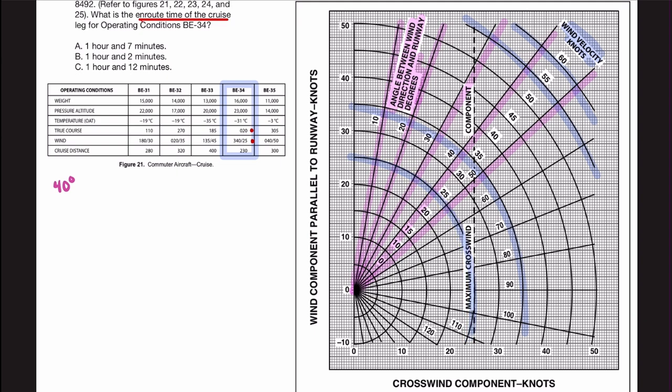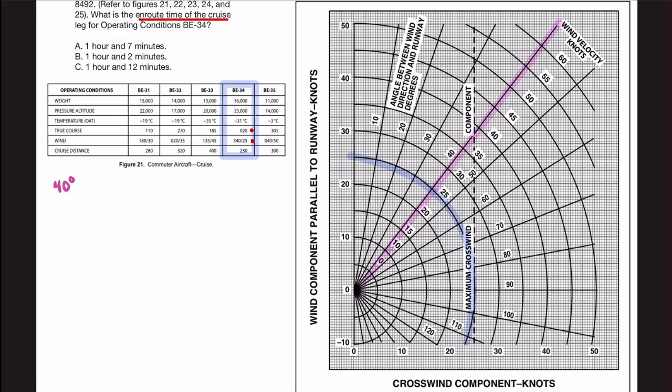So what I'm going to do is go ahead and find where those lines meet for me. And let's erase this so that it looks a little bit cleaner real quick. You can highlight or mark what your wind velocity is. So I'm going to mark 25 knots like this. And I'm going to go ahead and mark my angle of difference. That's 40 degrees right there.